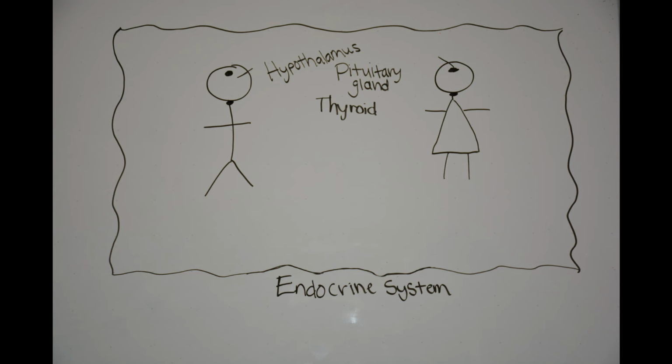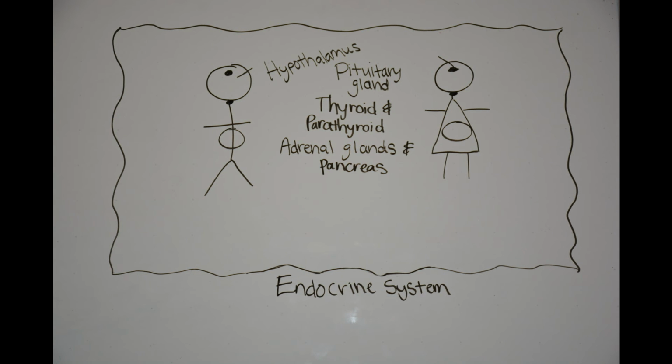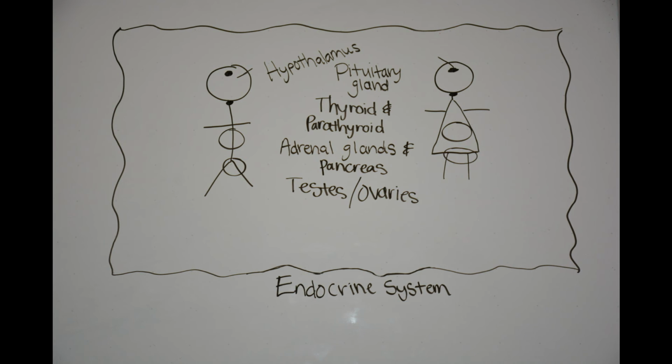The thyroid gland affects metabolism. The parathyroids help regulate the level of calcium in the blood. The adrenal glands, inner part, helps trigger the fight or flight response. The pancreas regulates the level of sugar in the blood. The testes secrete the male sex hormones, and the ovaries secrete the female sex hormones.